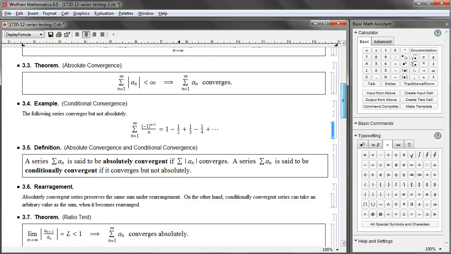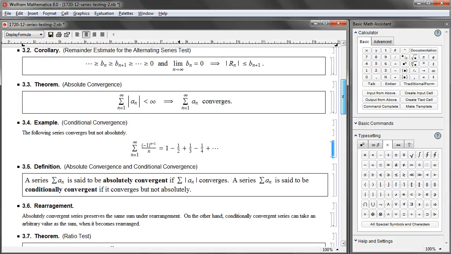Now, absolute convergence and conditional convergence. If the series of absolute values converges, then the original series also converges. In that case, we say a series is absolutely convergent. If the series converges, but not absolutely like this one, then we say the series is conditionally convergent. And here's an example of conditional convergence.